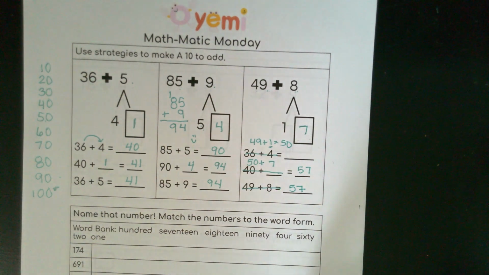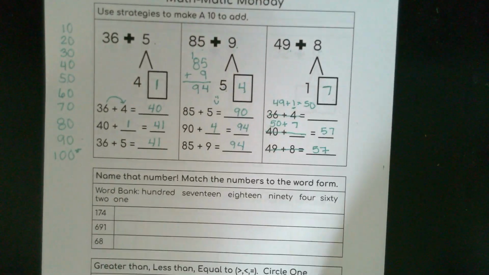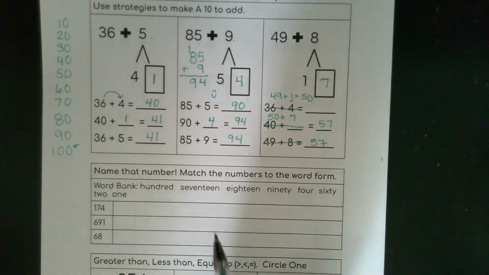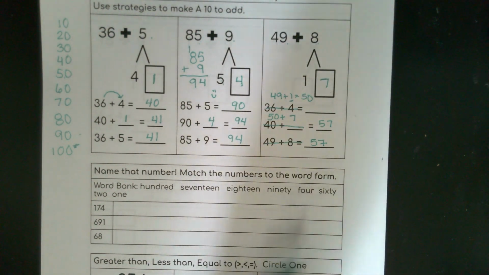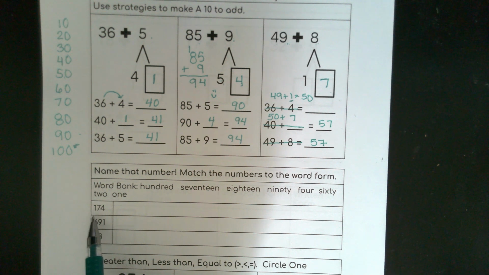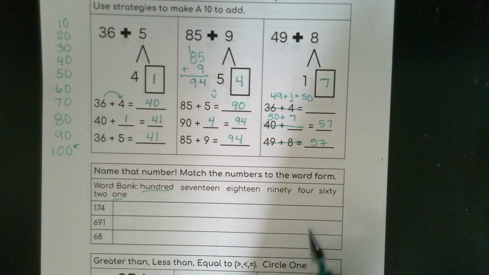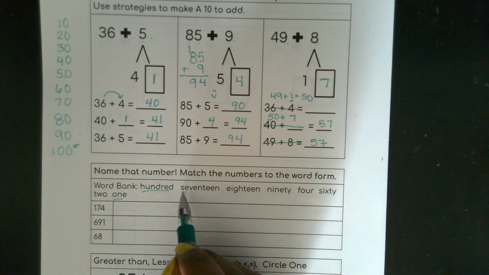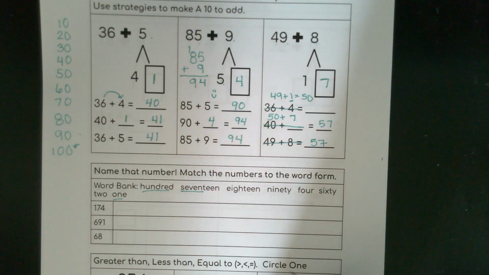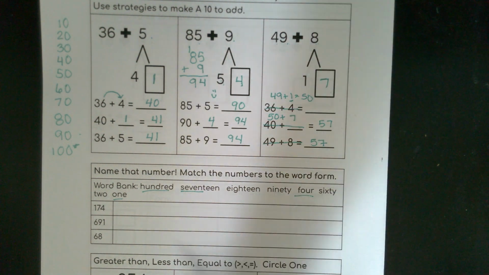So down here, we are doing name that number. So I want to match the number to the word form. So let's start by just saying what the number is. 174. So I need 100. 70 is not here, but I do have the 7 from 17. And then 4. Let's do it.